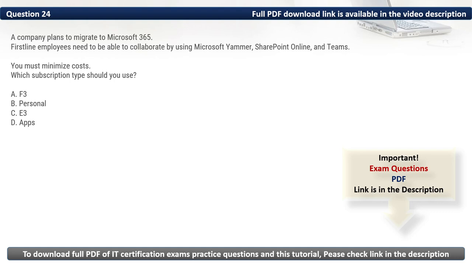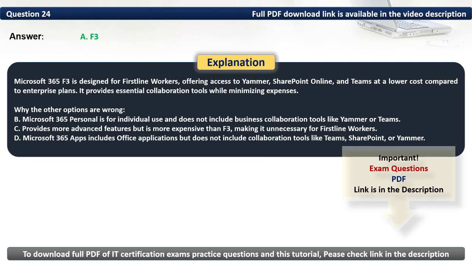As such, the subscription type that we should use is F3. Thus, the correct option is A. Microsoft 365 F3 is designed for first line workers, offering access to Yammer, SharePoint Online, and Teams at a lower cost compared to enterprise plans. It provides essential collaboration tools while minimizing expenses.